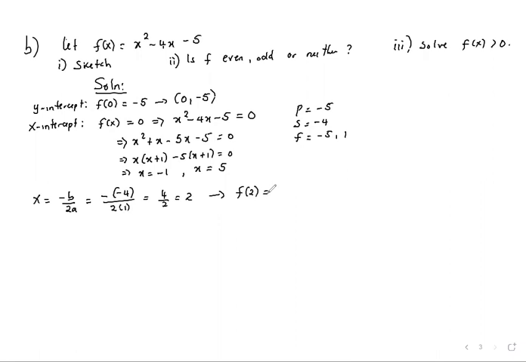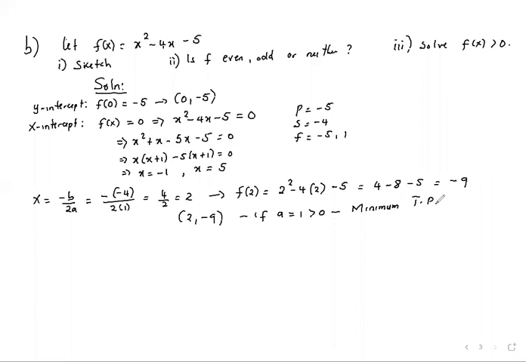F of 2. You get 2 squared minus 4 times 2 minus 5. This is 4 minus 8 minus 5. 4 minus 8, that is -4. Minus 5, that's -9. So the point is 2, -9. What point is it? If a, which is 1, is greater than 0, minimum. Minimum turning point. So we have the sketch now.